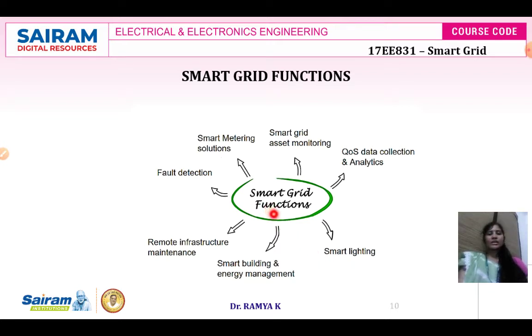So smart grid will have certain functions like smart grid asset monitoring, QoS data collection and analysis, smart lighting, smart building and energy management, remote infrastructure maintenance, fault detection, smart metering solution. So here first we will see what is meant by a smart grid, and then we will go on to what are all the different functions of smart grid.